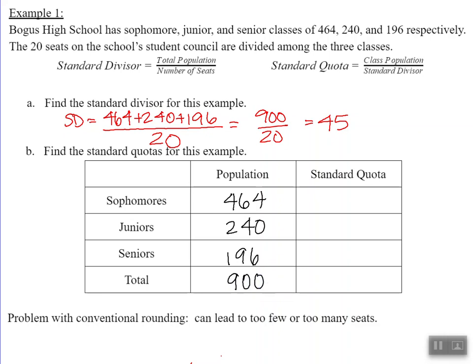To find the standard quota, we want to take the population of each grade level and divide by the standard divisor, which is 45. So if you grab your calculator, do 464 divided by 45, you get 10.31, and do the same for the juniors and the seniors. So all I did to get those numbers was divide these by 45.